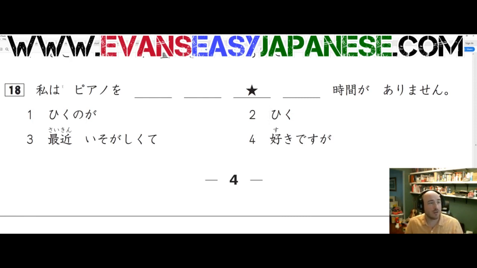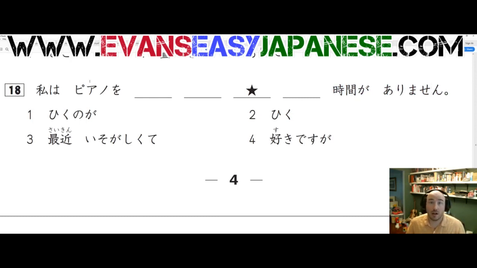私はピアノを. So as for me, ピアノを blank blank blank blank 時間がありません. Something is going to happen to the piano because it's a direct object. The O particle makes it an object. They're going to act upon the piano. And then after we get through all this stuff, we're left over with 時間がありません. I don't have time. Somebody doesn't have time.